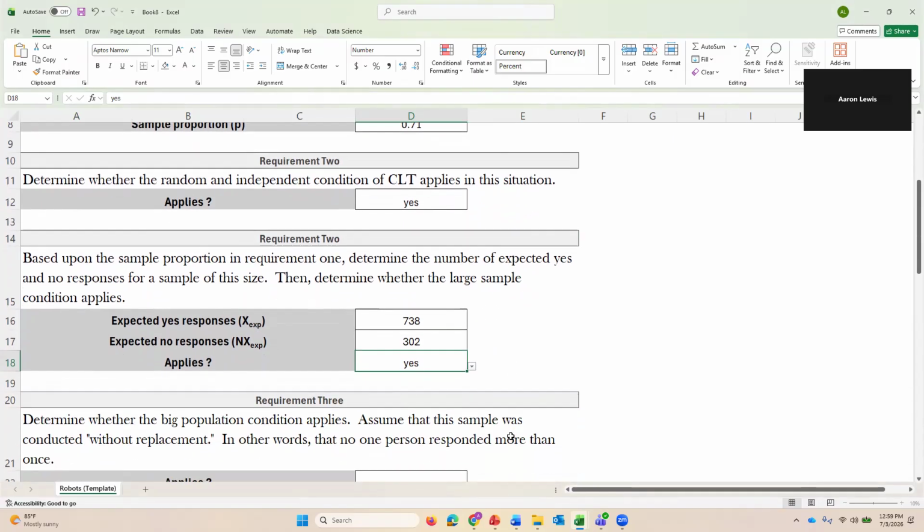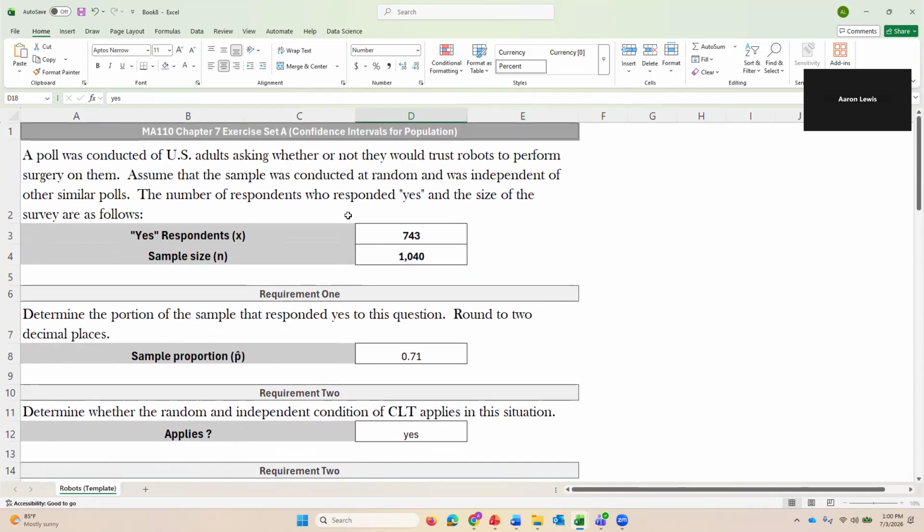So we got two of the three things knocked out. The third one is the big population condition. And in this, you want to make sure that when you're doing the survey, you're not capturing anything definitive, that you are, in fact, taking a survey, a sample, that is a portion of a much bigger population. And the 10 number still applies here. For this to be met, the population has to be at least 10 times the size of your sample.